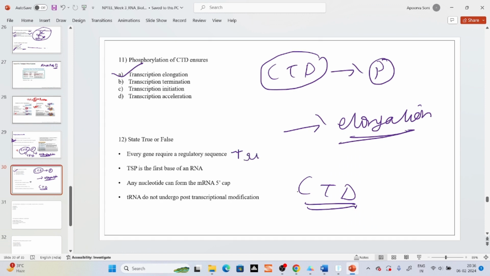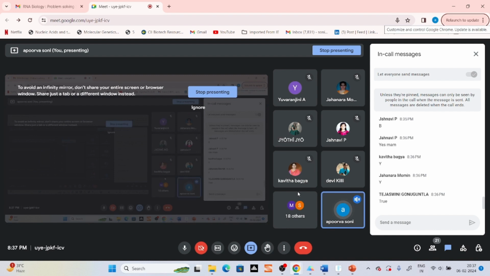So this is true. Next question is, TSP is the first base of an RNA. What is the start codon? Can anybody tell me? AUG. What is the first amino acid which is added? Methionine. Methionine is coded by mostly AUG, but GUG is also correct, but mostly methionine is coded by AUG.